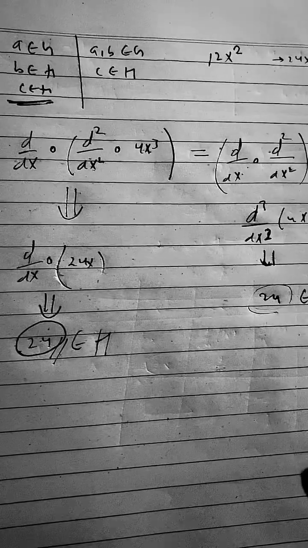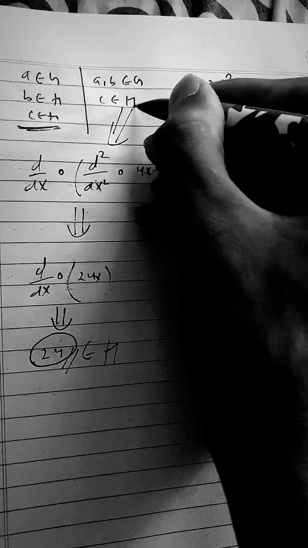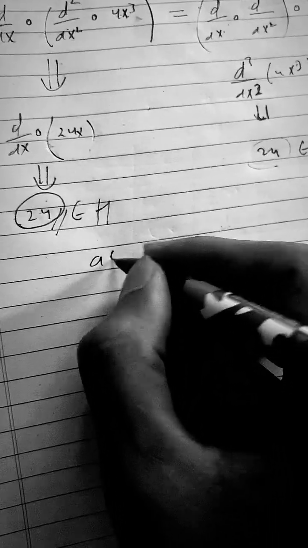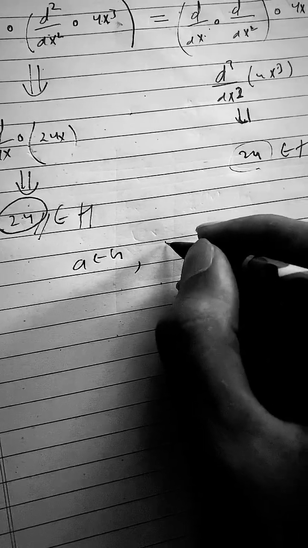Or maybe we did it the opposite way. This one was for this set, because A and B are coming from G and C is coming from H. Now we go for this combination. Let's say we choose A to be coming from G, and B and C coming from H, right?